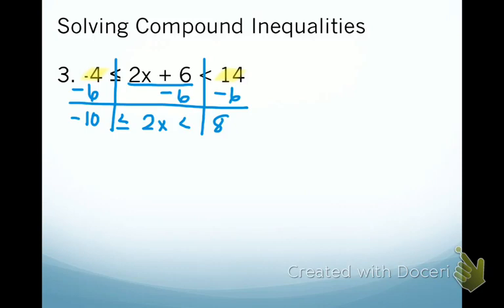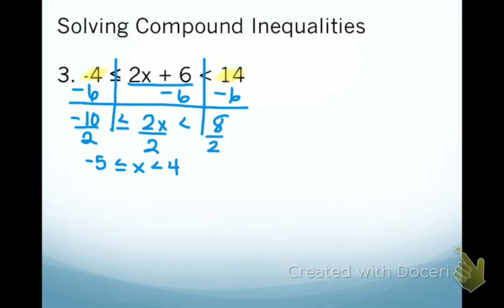And the last step now, again, go back to the middle. I have a 2x. I want to get the x by itself, so I'm going to divide by 2 in all 3 spots. So our final answer is negative 5 is less than or equal to x less than 4. That would be our solution. This is an AND. Oops, I'm sorry. This one should not have an equal to on it.